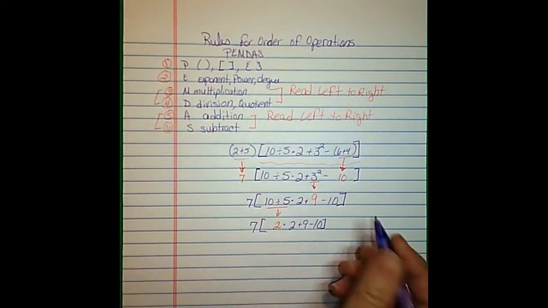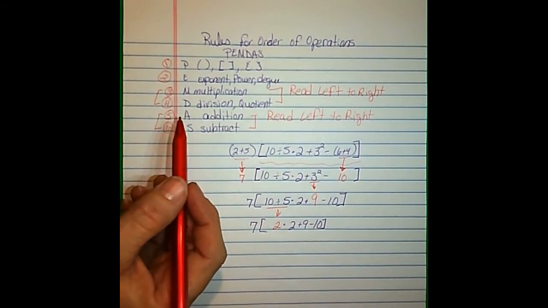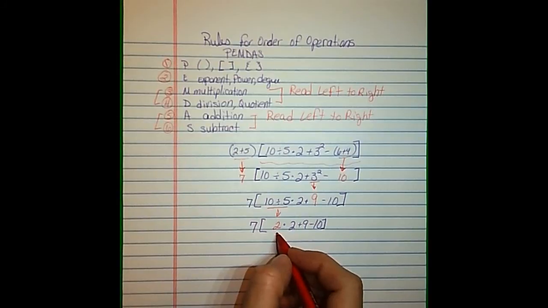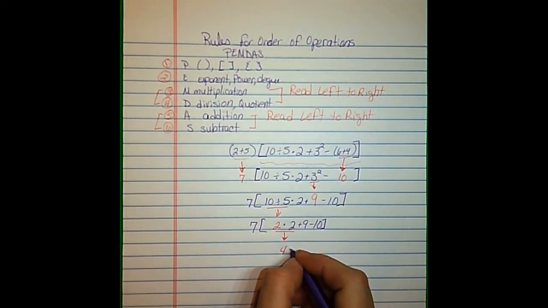Alright, so once I've done that, again, I go back to my order of operations. We've got multiplication and division. And I see that we checked off the division. Now we've got multiplication here. 2 times 2 is 4. So let's bring everything else down.